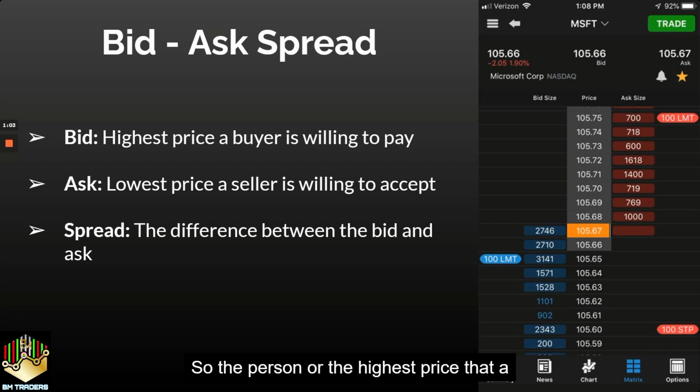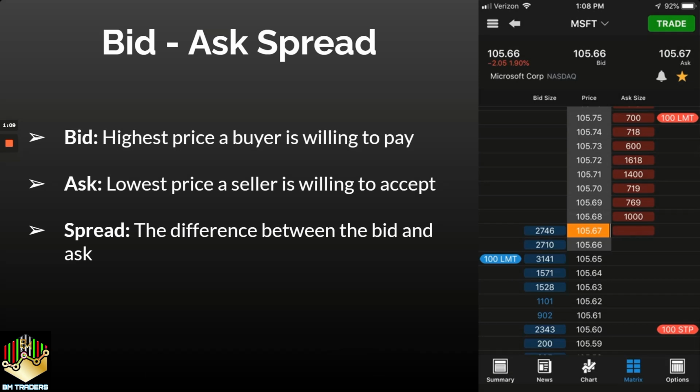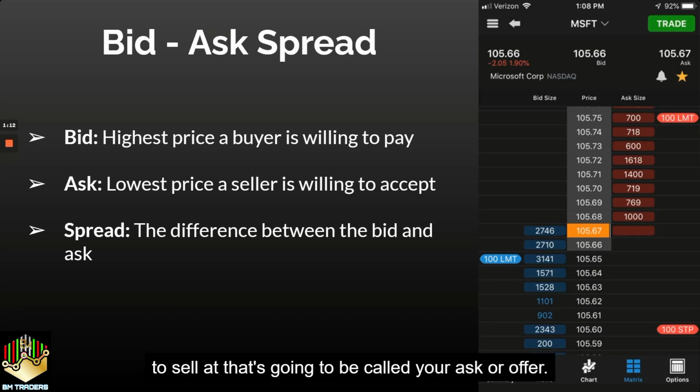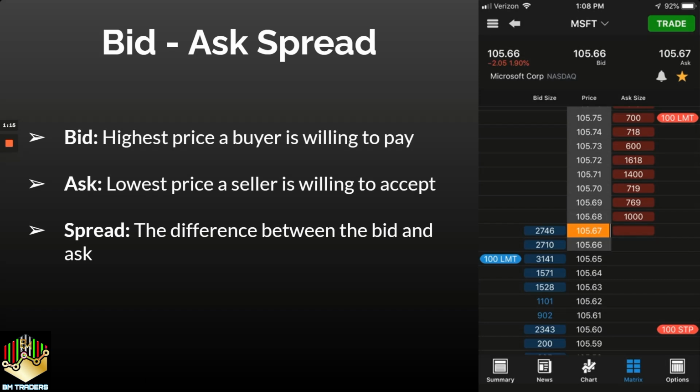The highest price that a buyer is willing to pay is called the bid. The lowest price that a seller is willing to sell at is called your ask or offer. And the difference between these two is the bid-ask spread. In our example right here, you see these blue orders. Those are buy orders. So people are bidding at 105.67 and the offer is at 105.68. In this case, the spread is only 1 cent. Your ask will be 105.68 and your bid will be 105.67.